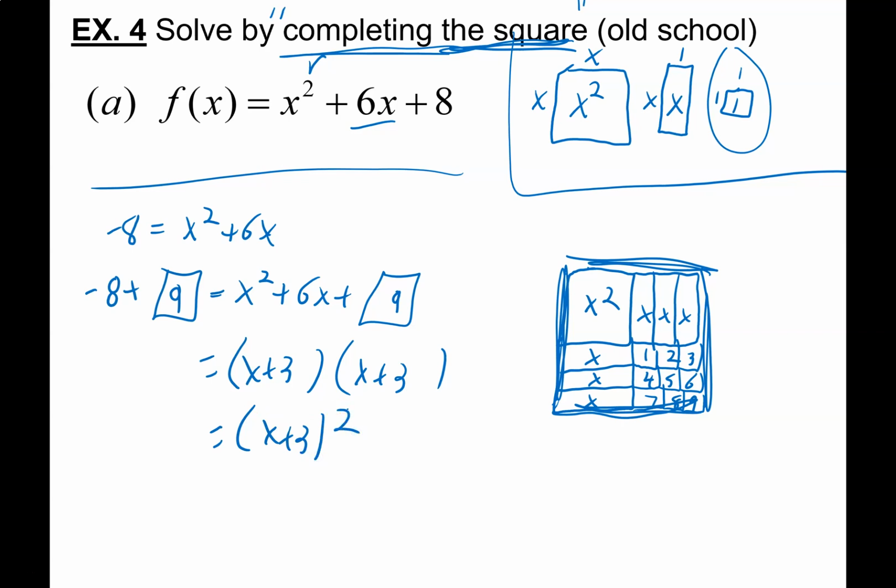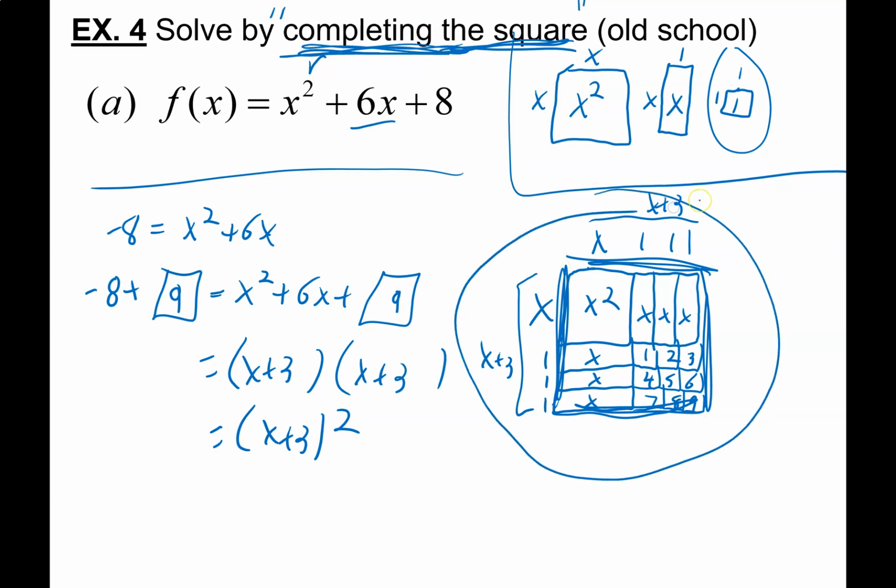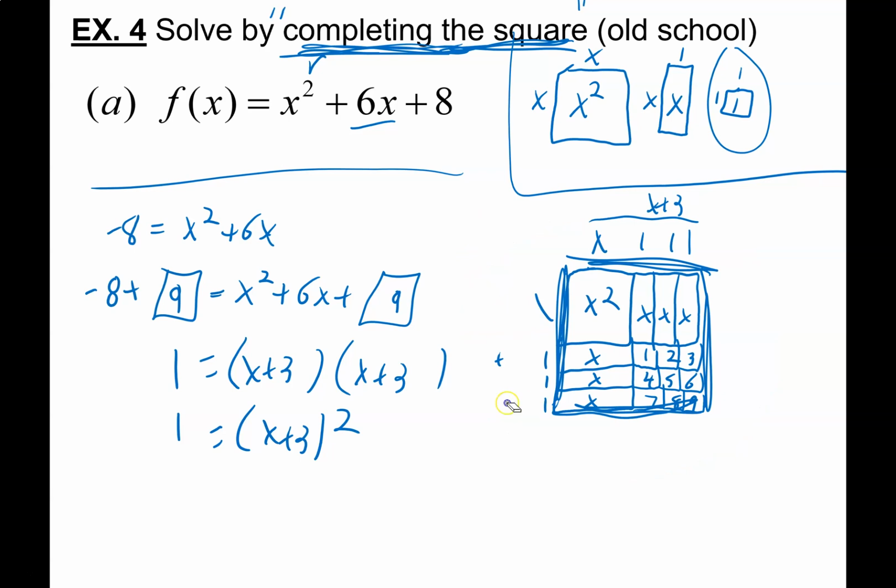See, if I were to take the measurements of this, this would be x, that's a 1, 1, 1. So what are the dimensions there? That's an x plus 3. Here, x, 1, 1, 1. That's an x plus 3. Or I get an x plus 3 times an x plus 3, or x plus 3 squared. So actually completing the square comes more from completing a square. And then once you get it to this step, then it's easy peasy.